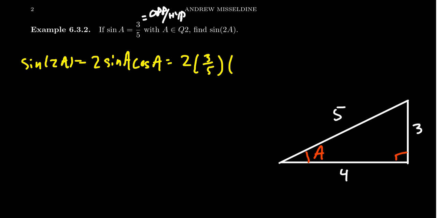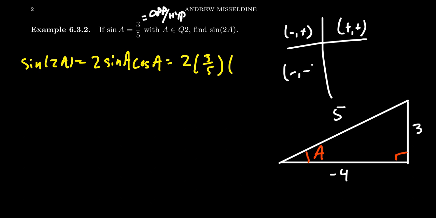But wait, we're in the second quadrant. In the first quadrant, x is positive, y is positive. In the second quadrant, x is negative, y is positive, with x corresponding to cosine, and y corresponding to sine. So we actually should get a negative 4 as the adjacent side in the second quadrant. In the other quadrants, remember, it's negative, negative, and then positive, negative. So cosine of A equals adjacent over hypotenuse, which gives us negative 4/5. In particular, this should be negative, and we put that in right here, negative 4/5.